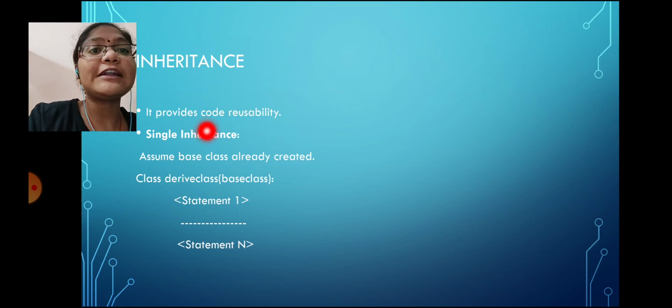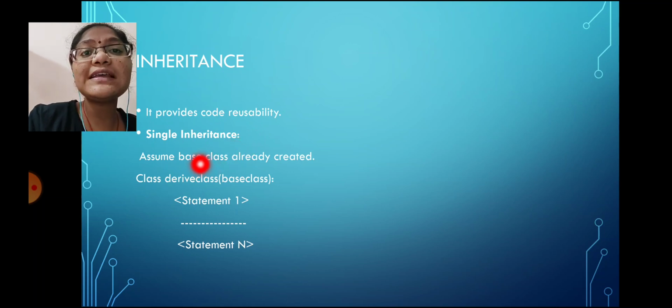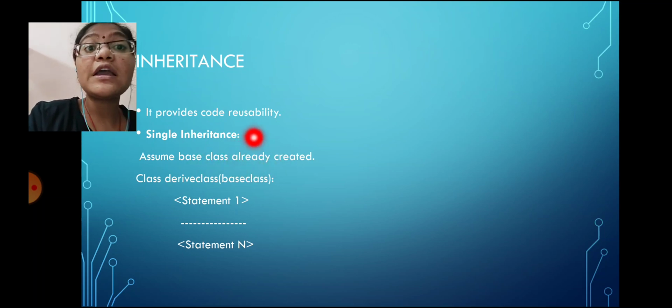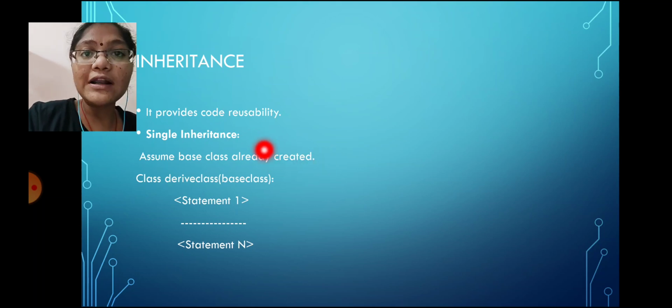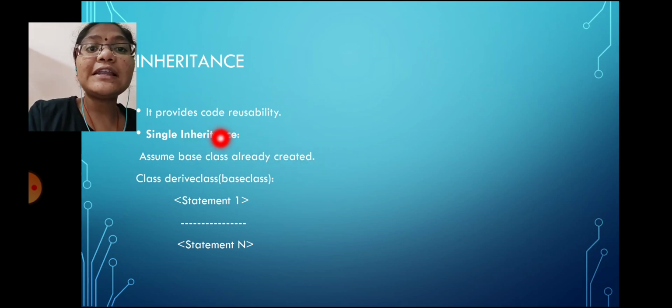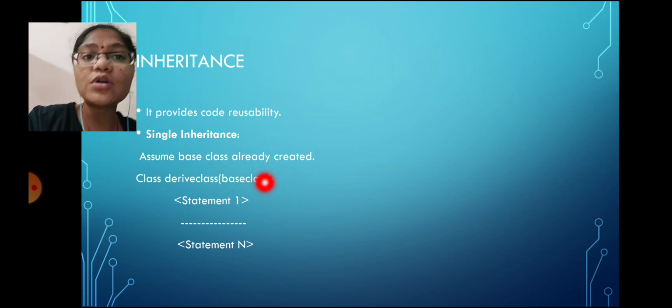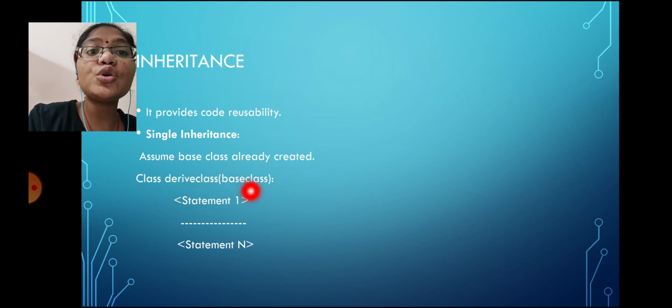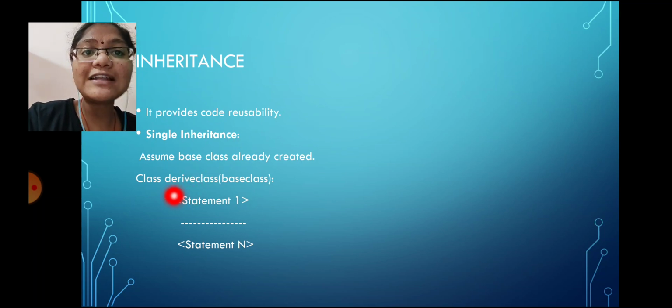Inheritance. What is inheritance? Inheritance provides code reusability. There are single inheritance and multiple inheritance. In order to reuse the code already written, we use inheritance. Assume the base class is already created. We have created a class named base class and we are going to use those attributes present in the base class in another class, that is the derived class. class DerivedClass(BaseClass): this contains statements or some code which we are going to use in the derived class.